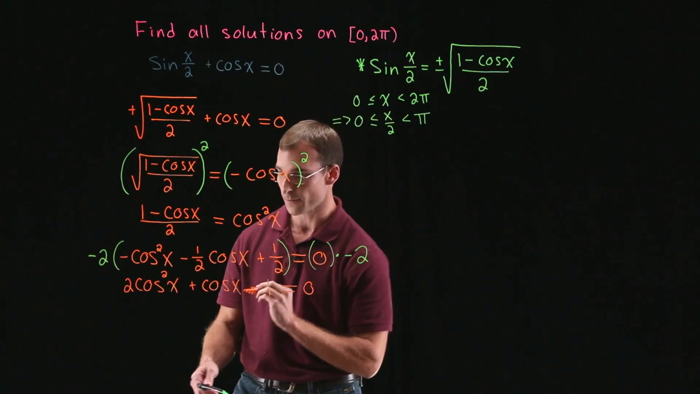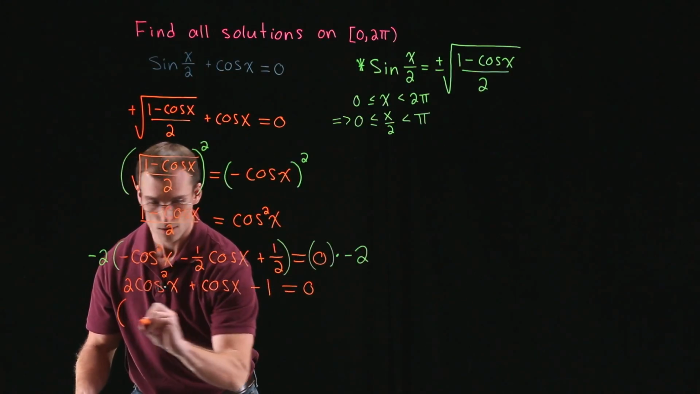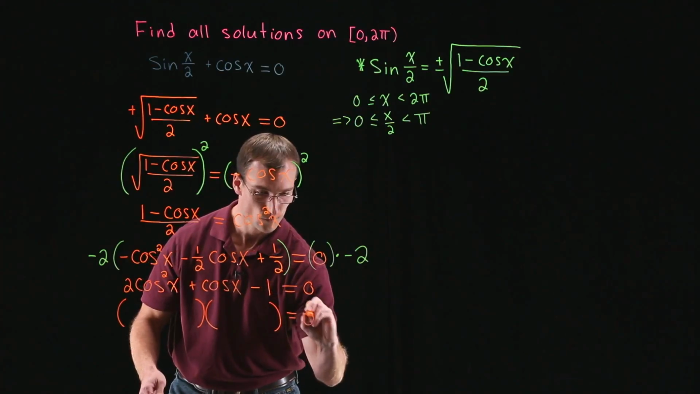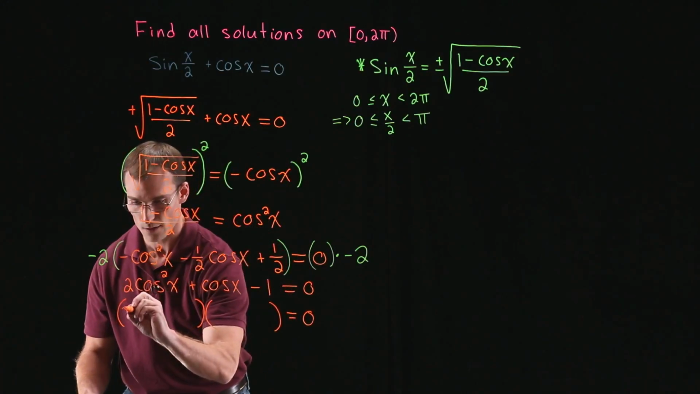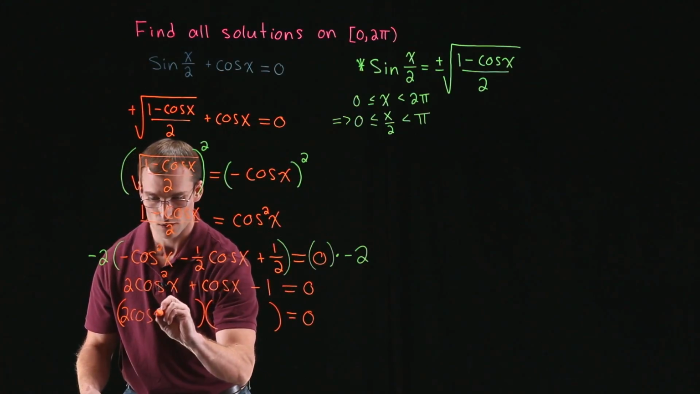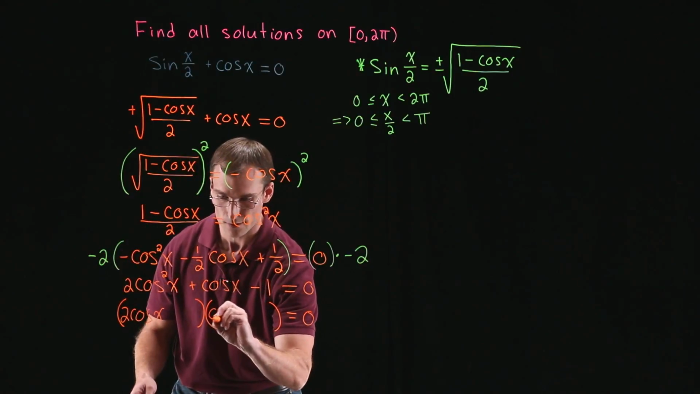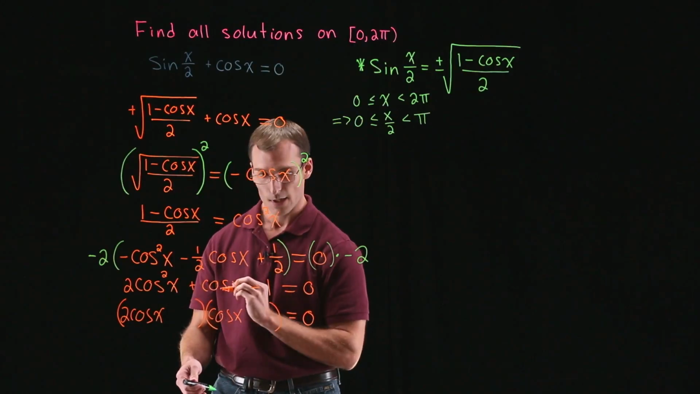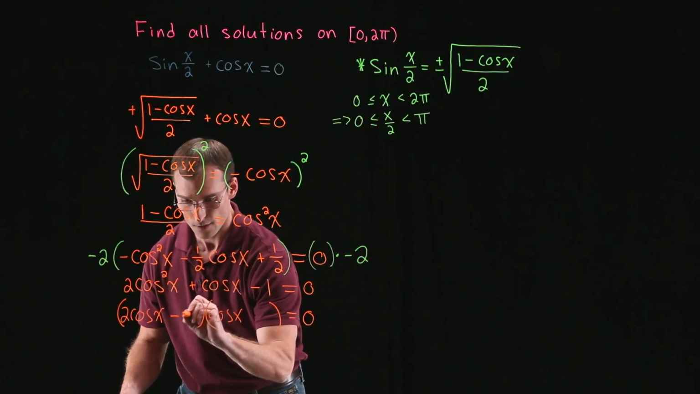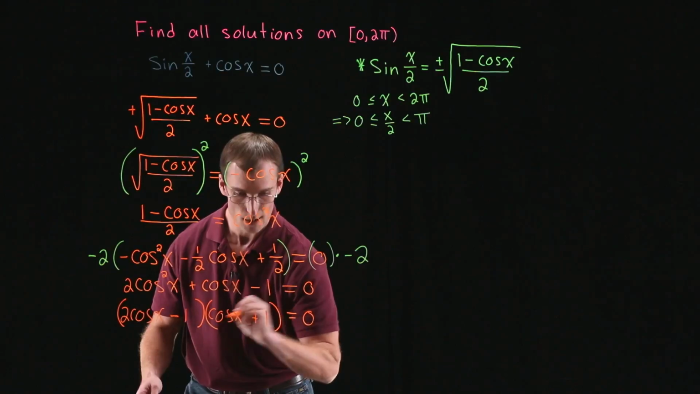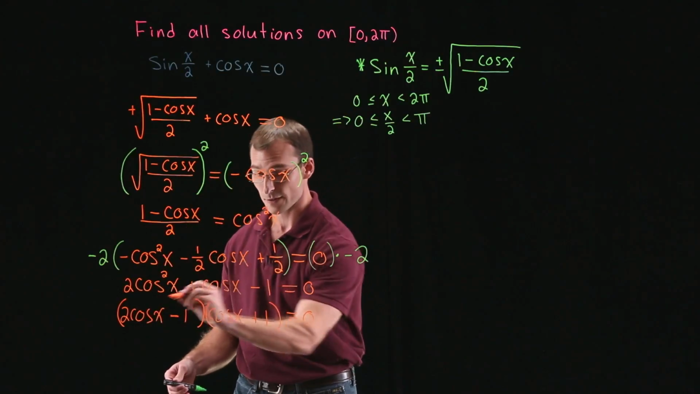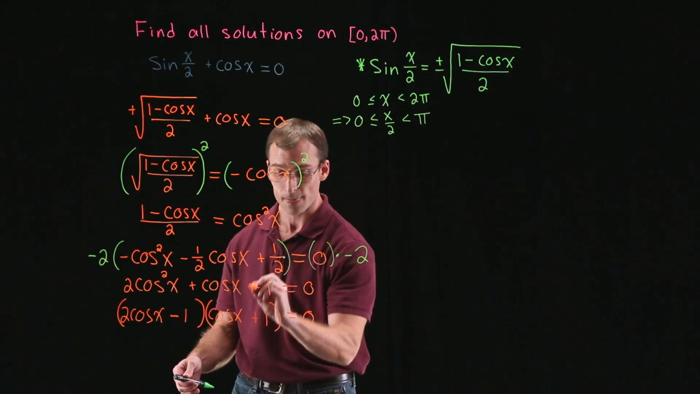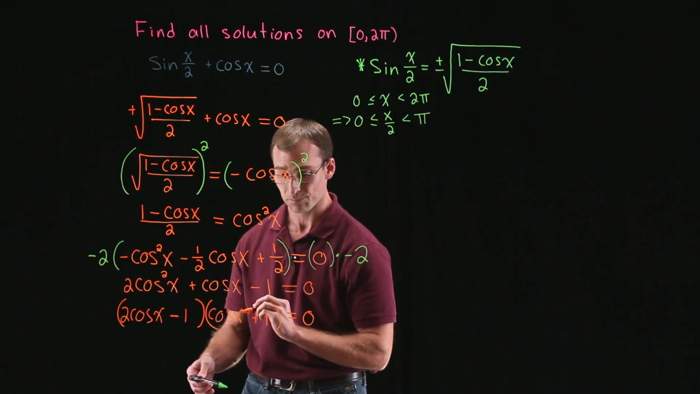Okay, so let's see if we can factor that. So we have 2 cosine squared. The factors of that are going to be 2 cosine and cosine. And I think if we have a minus 1 and a plus 1, that'll get us what we want. If we FOIL back out, we get back to 2 cosine squared plus cosine minus 1 equal to 0.